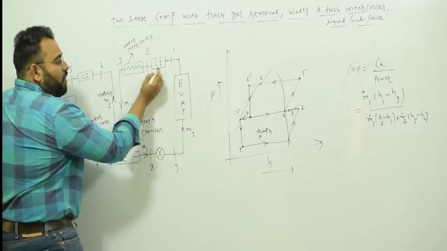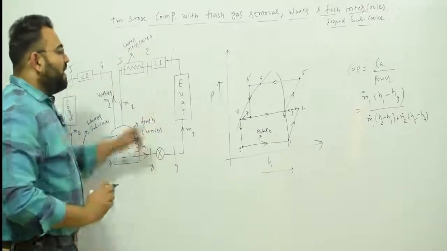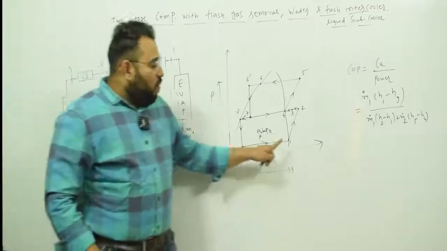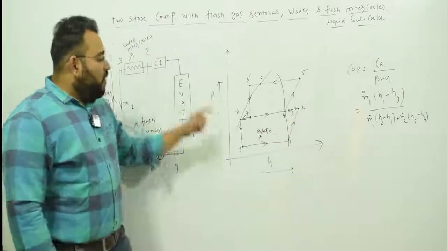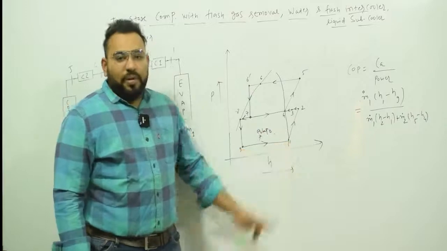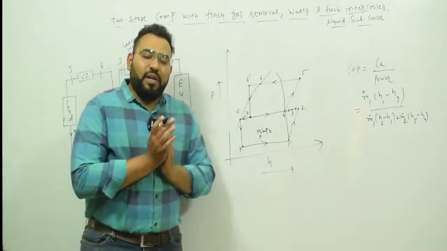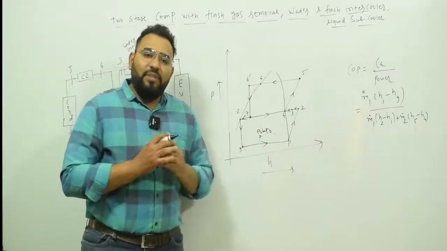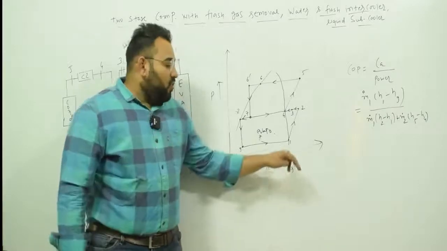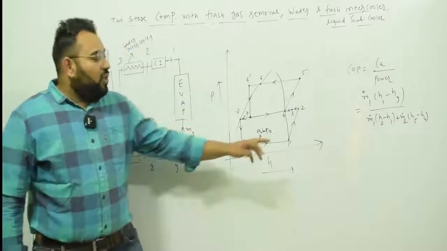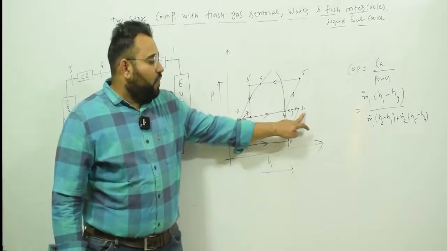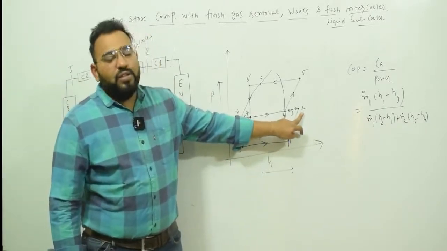Now from 1 to 2, compression takes place in compressor number 1. We already know that at point 1, the refrigerant is in a vapor state. If you do the compression, the pressure and the temperature of the refrigerant will increase. Since it is already in the vapor region, if you increase the temperature it will go to the superheated region. So point 2 is in the superheated region.